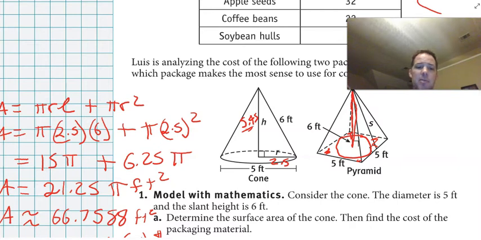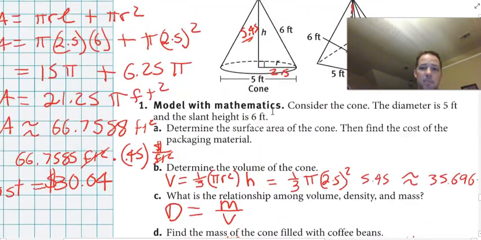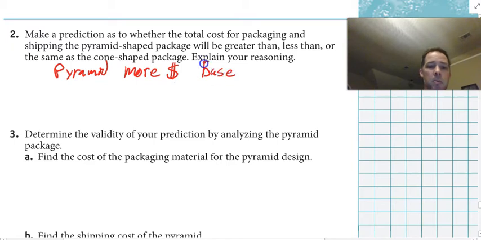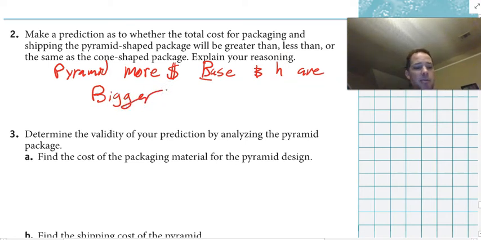And I'm assuming it's going to be more expensive to ship, but the total cost per pound might be what they're interested in. So we'll see. I think it is going to be more expensive for this container just because the base is bigger and the height is bigger on this one. All right, so I think the pyramid will be more expensive. Capital B base and height are bigger.